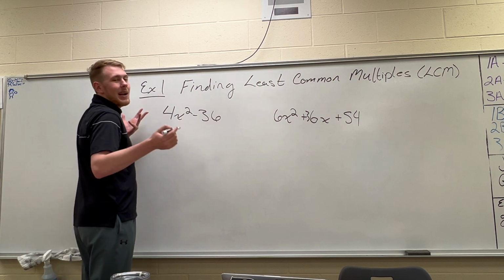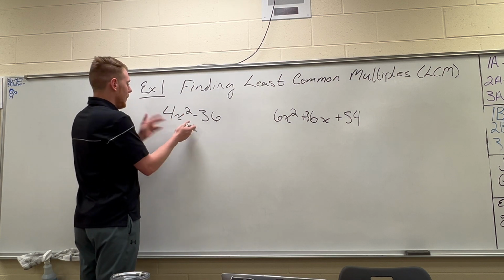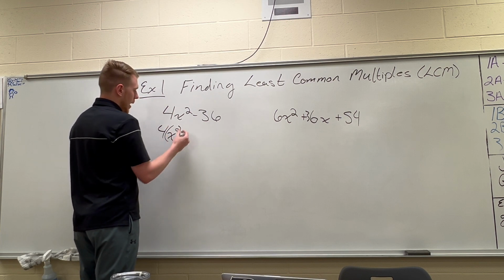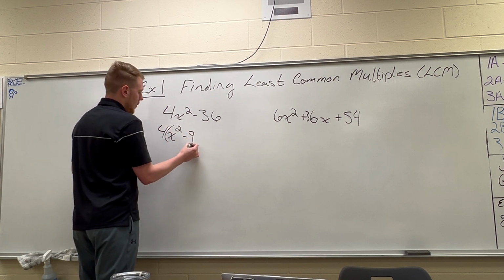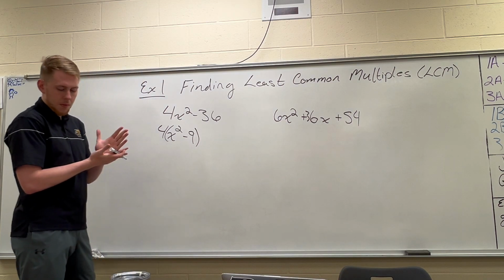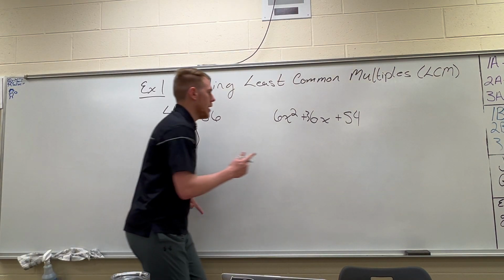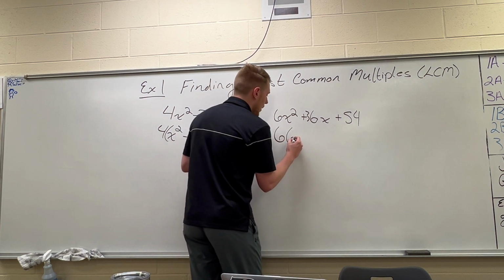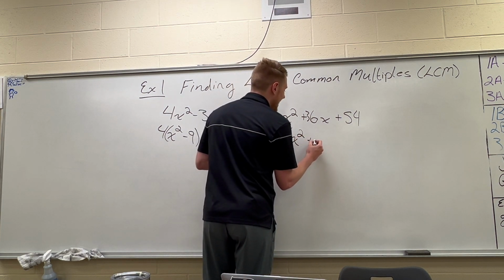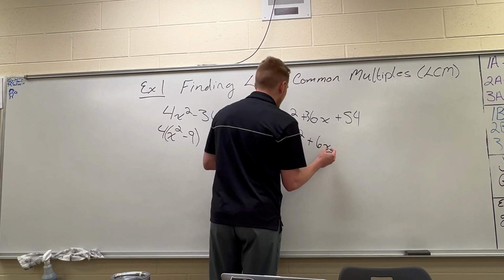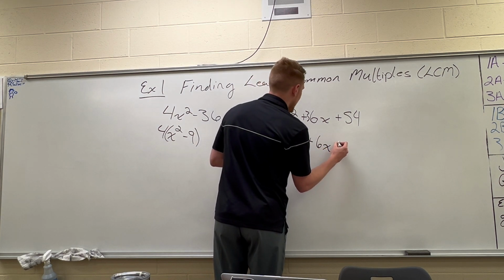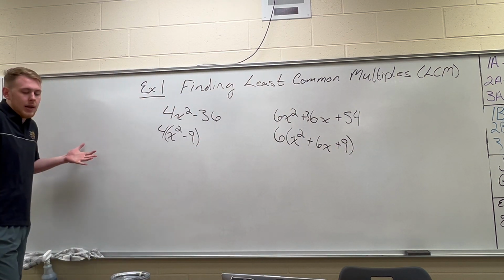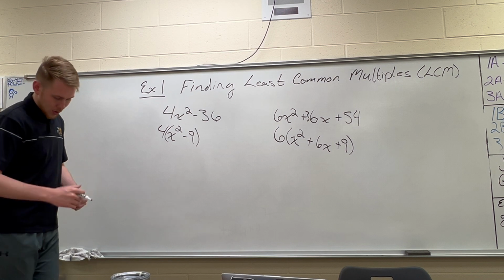First thing I need to do, I need to factor out my GCF. My GCF on this one is 4. Leaves me with x squared and 9. Okay, so 4, x squared minus 9. Then we come over here, GCF is 6. What does that leave me with? It leaves me with x squared plus 6x and 9 plus 9. Okay? All right, so we have our GCF again. What now? Now we factor.